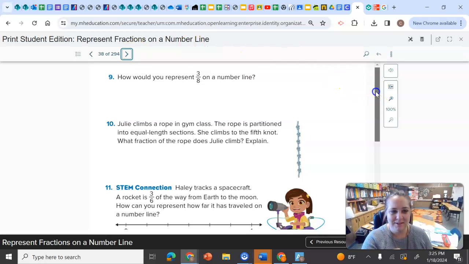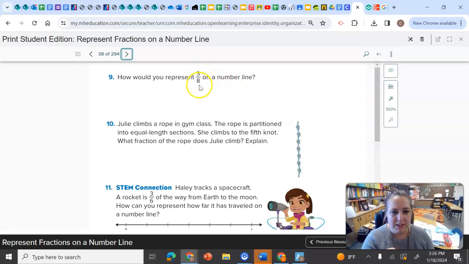Silly Cinderella. Number 9, how would you represent 3/8 on a number line? So you need to draw a number line and label 3/8 on the number line. So draw a number line from 0 to 1, partition it into eighths, and place 3/8 on the number line.